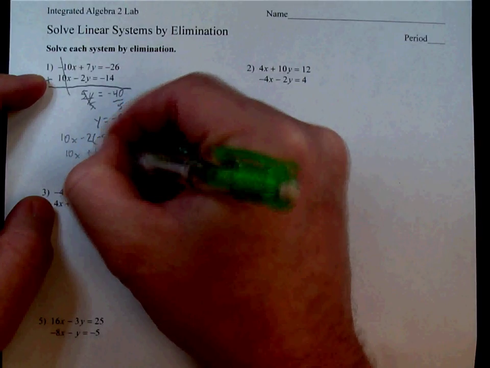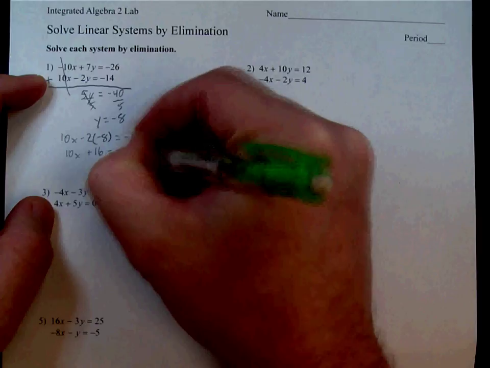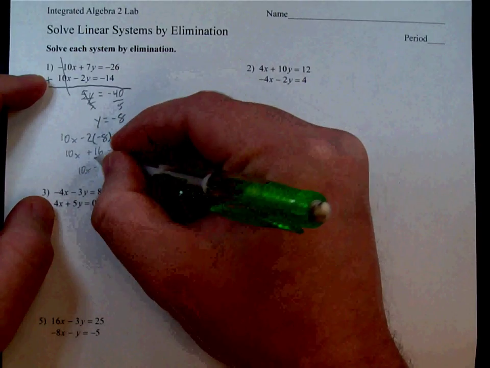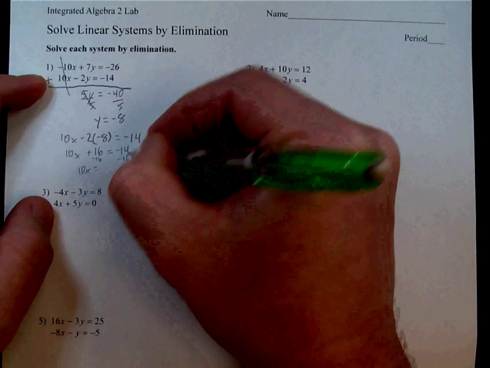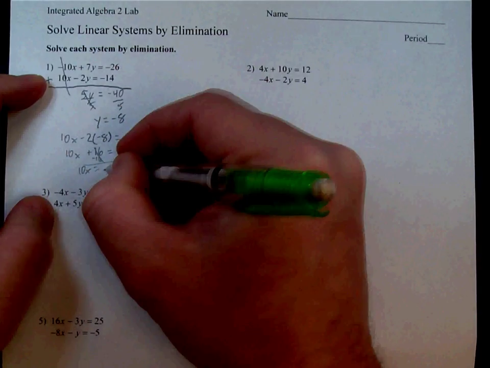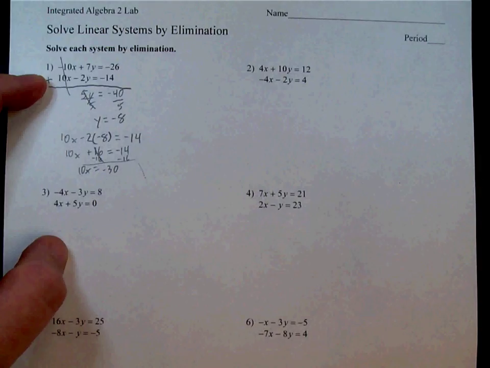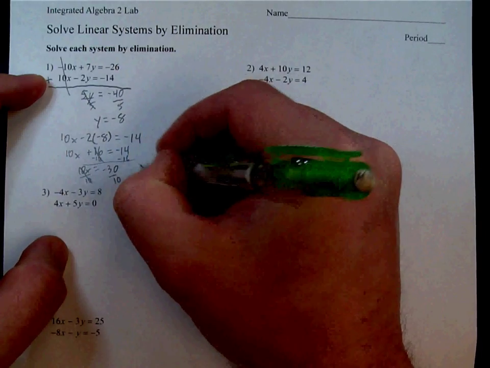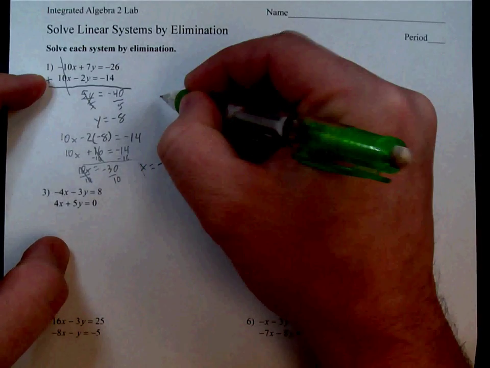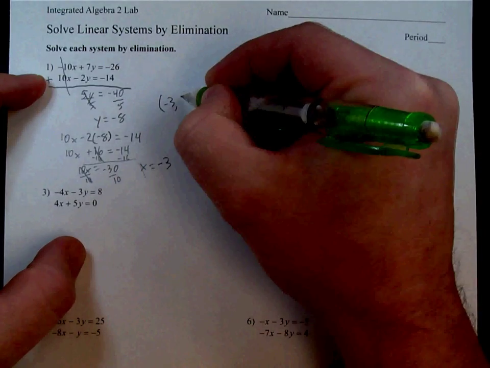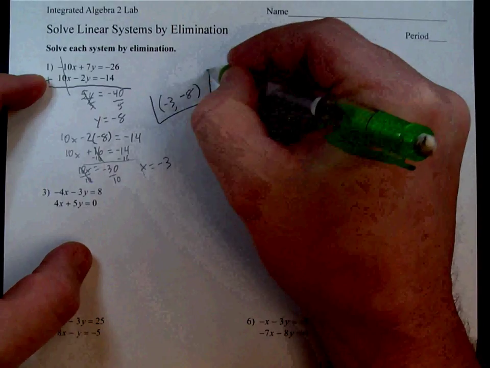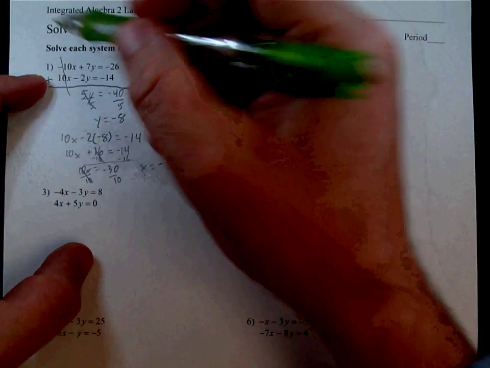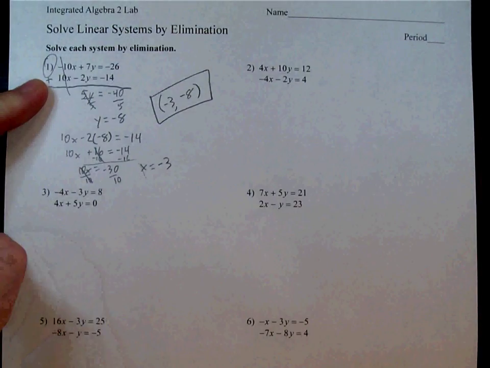-2 times -8 is a +16. We subtract 16 from both sides to get -30. 10x equals -30. Divide by 10, and we see that x is -3. Now I can write my answer, the x value first, the y value second. So that's substitution. Or sorry, elimination, not substitution. That was example number one.